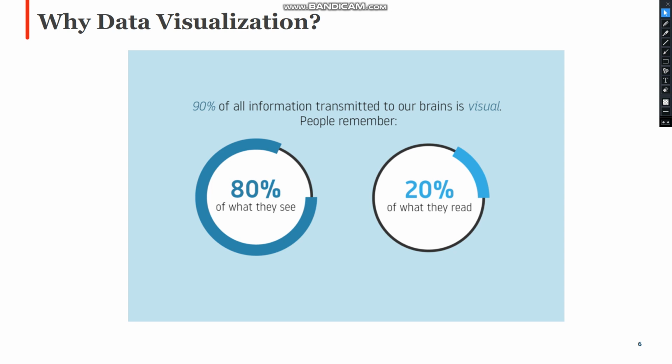Over 90% of all information transmitted into our brain is visual. People are more inclined to remember what they see than what they read.